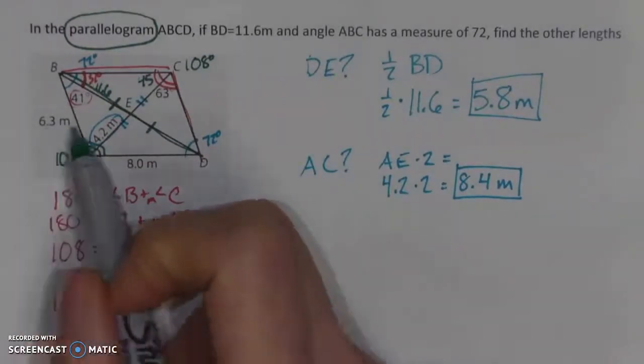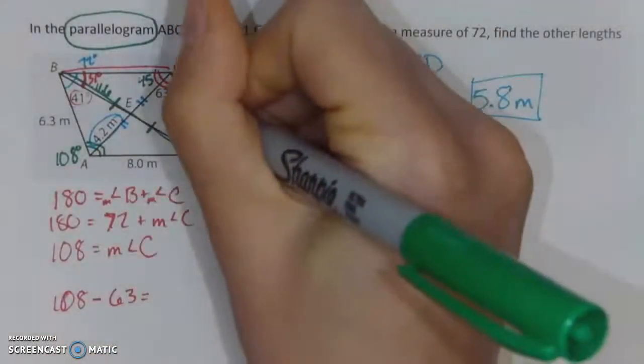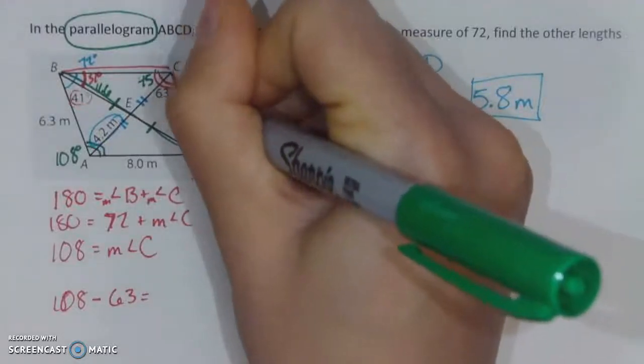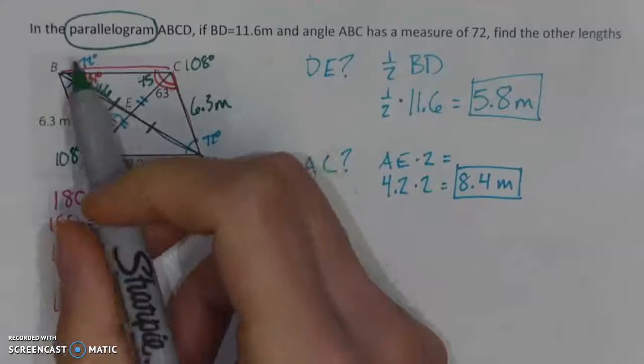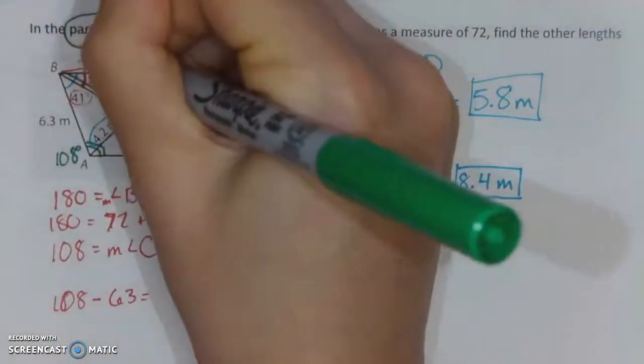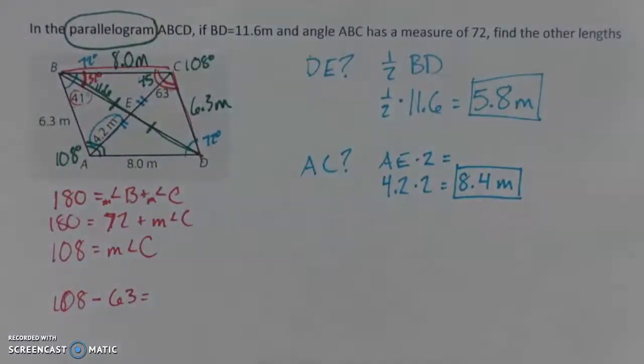Now, could we find a few more lengths? Yes. Don't forget that the opposite sides are going to be equal in measure, so that means that DC is going to be 6.3 meters because its opposite side is 6.3. BC is going to be 8 meters, and that's because its opposite side is 8 meters. And there might even be some more things you can find out from there, but for now, I think that we've drawn over the picture quite enough. And we'll do one other example.